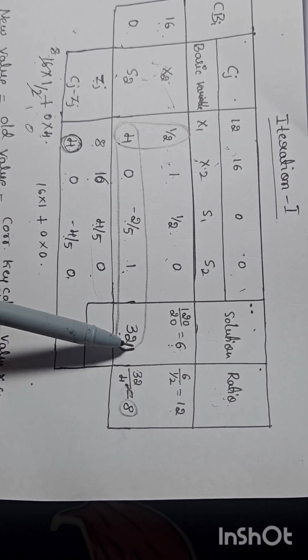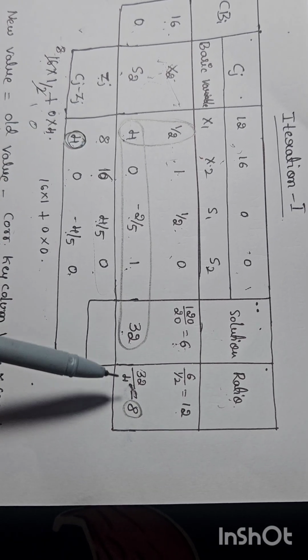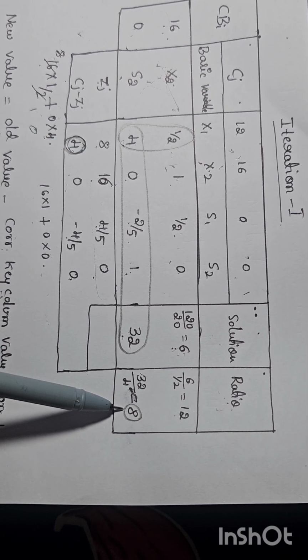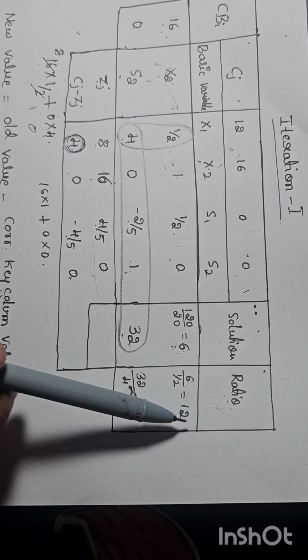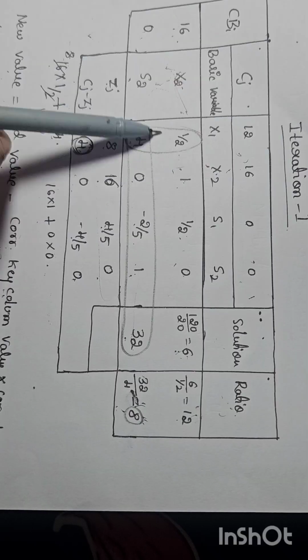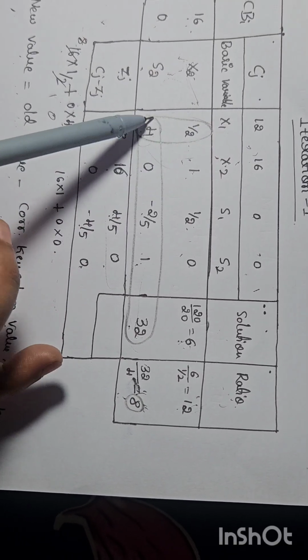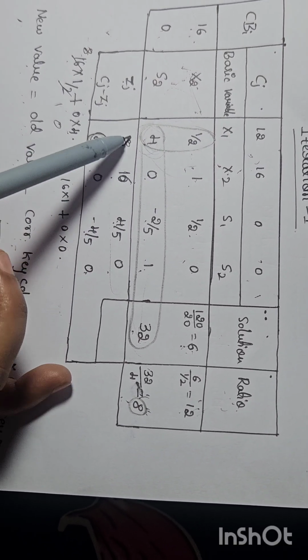Next, this 32 is the solution value. 32 divided by 4, we will get the value 8. After finding this ratio, we need to allocate the minimum value here. The minimum value is 8. You need to allocate the row. So after allocating the row, this is the key row, this is the key column, and this intersection point we call the key element.